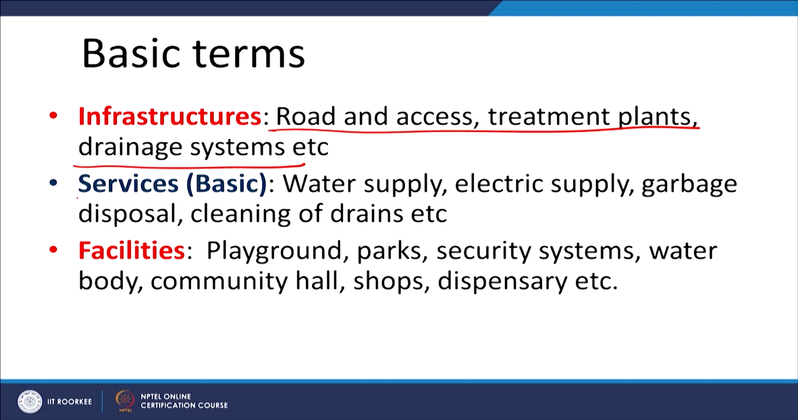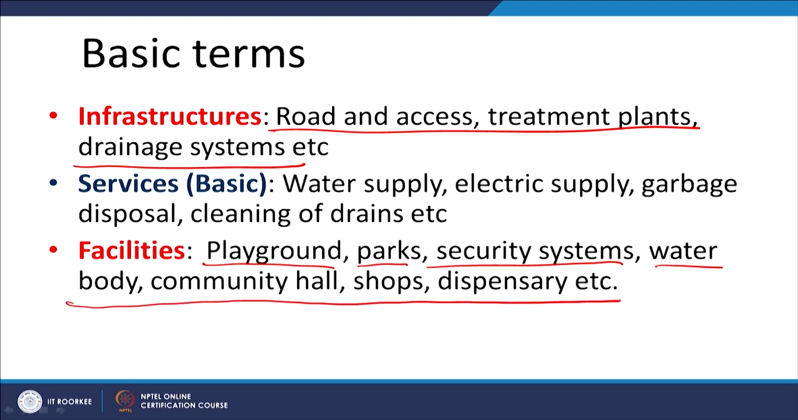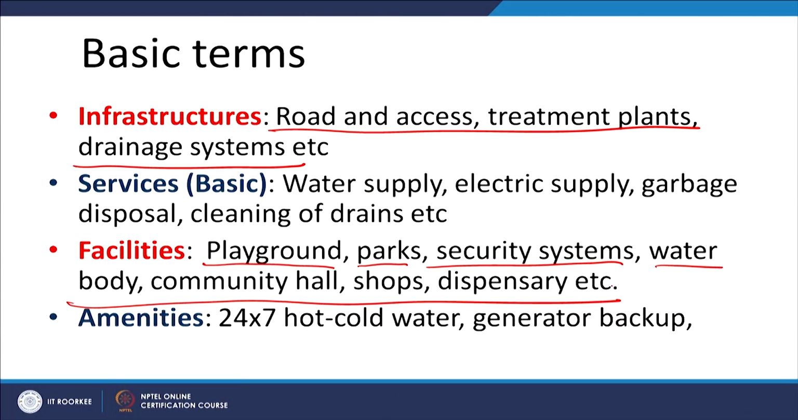Then facilities are very local level infrastructure or installation like playground, parks, security system, water body, community hall, shops and dispensary, which makes your life easier at the local level, at the neighborhood level, at the block level or sector level. And then we have another term, amenities. Amenities are basically aimed at elements required within the room, at the indoor level, to enhance the comfort level and the convenience level of indoor functioning.